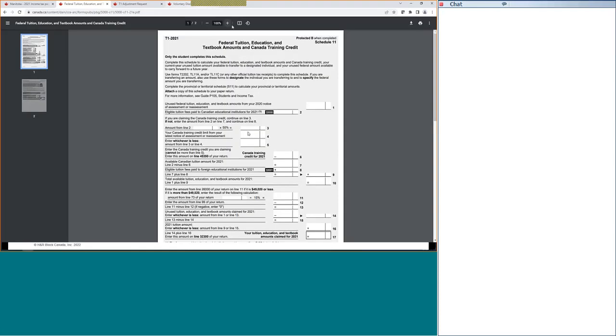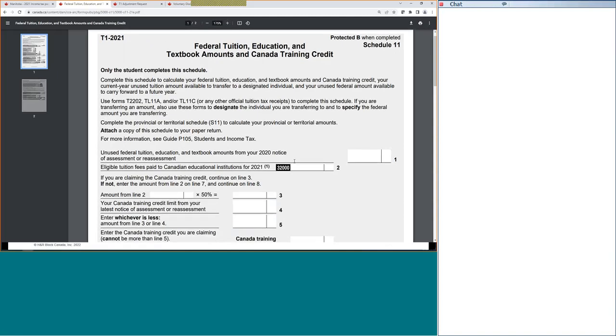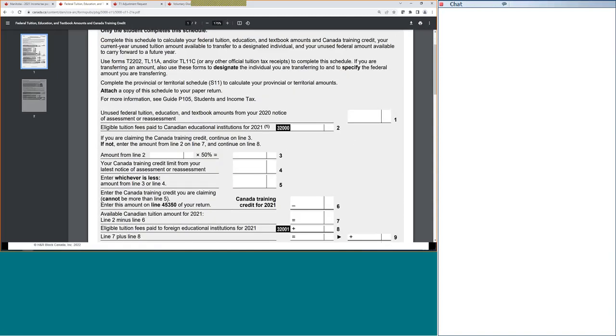And I'll make it bigger so you can see it. So on a Schedule 11, when you're putting in your tuition, you're going to put your carry forwards first. Then you're going to put the eligible tuition fees paid to Canada. Similar to transfers, you get the refundable credit on this year's tuition, not on old tuition you haven't used up yet. So it has to be on new tuition.